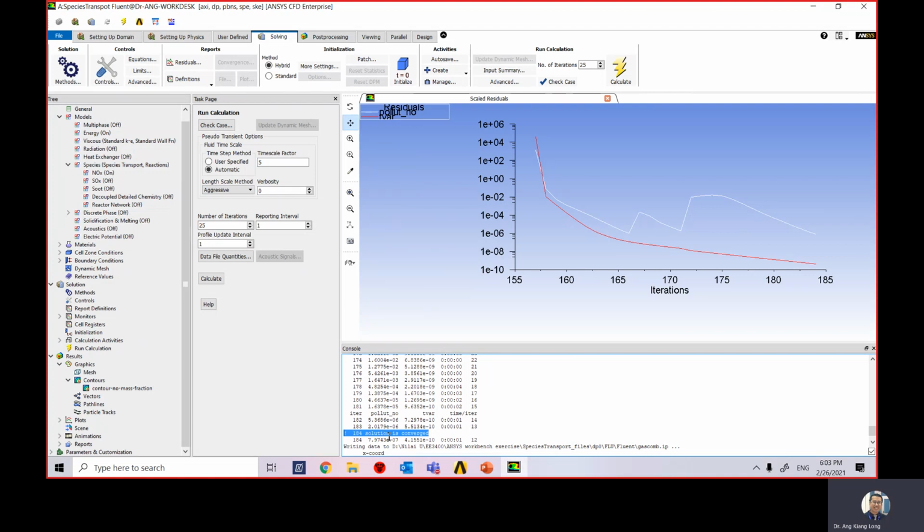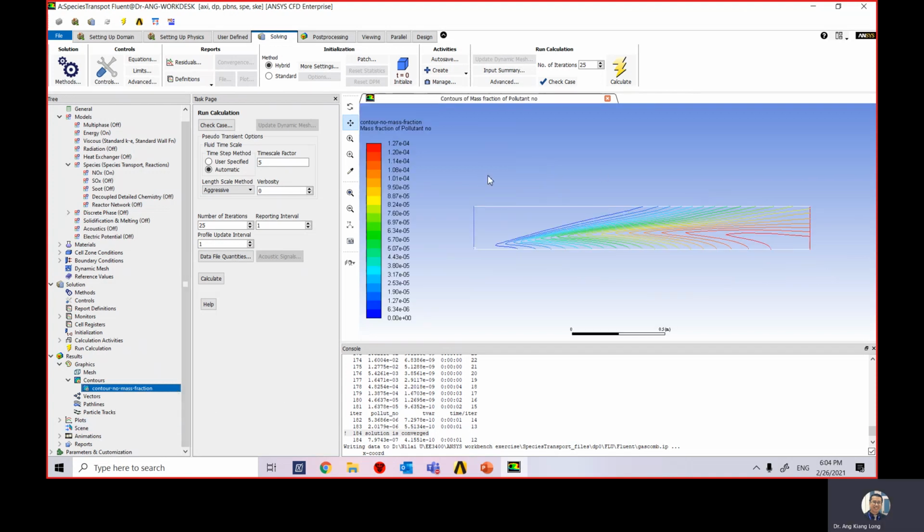So this solution only considers the prompt NOx reaction only. So we can display the same results. You go to results here, graphics, contour mass fraction, and we can click display. Then you can capture this photo. As you can see, the number dropped a little bit if we only consider the prompt NOx only. So you can compare between the previous one and this one. You can put them side by side, and then you can see the differences. Okay? For the NO species.